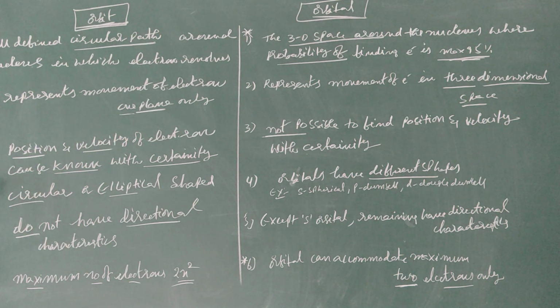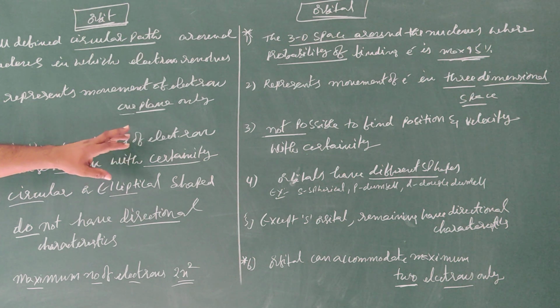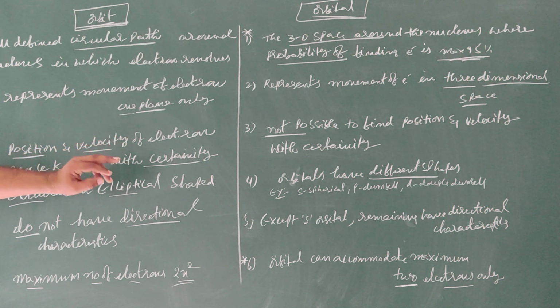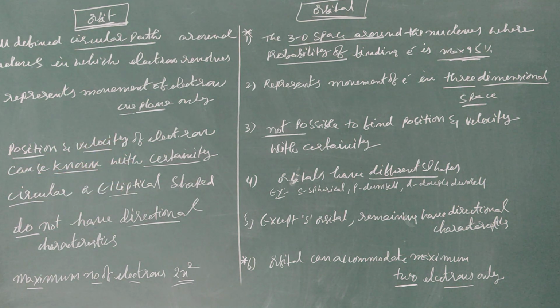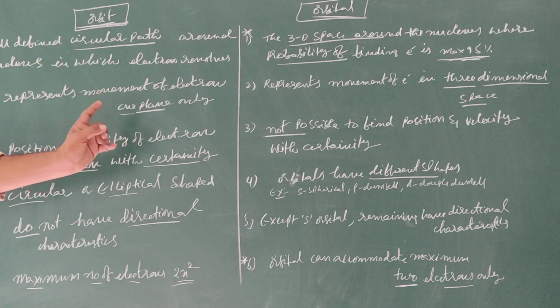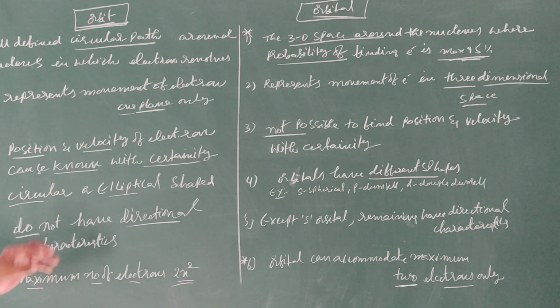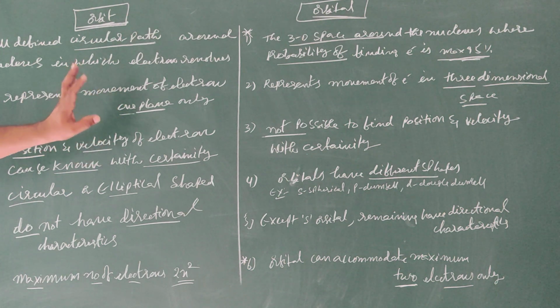The shape of an orbit is generally circular or elliptical. But orbitals have different shapes. For example, s orbital is spherical, p orbital is dumbbell, d orbital is double dumbbell, f orbital is quarter dumbbell, like that. Fifth, orbits do not have directional characteristics. But in orbitals, except the s orbital, all the remaining orbitals have directional properties.